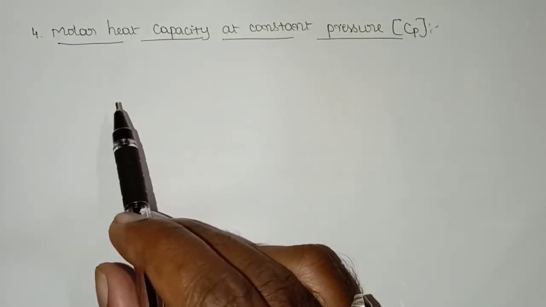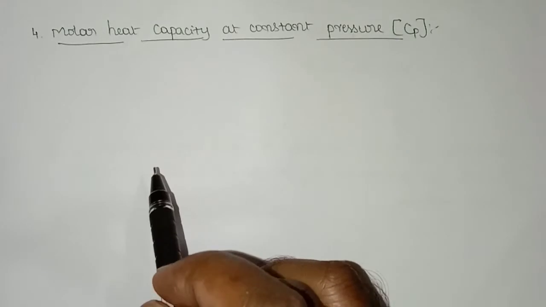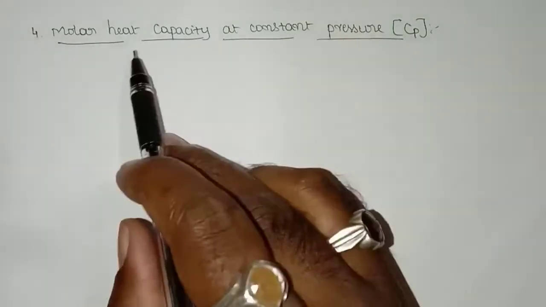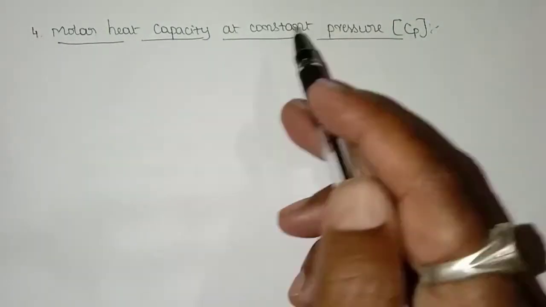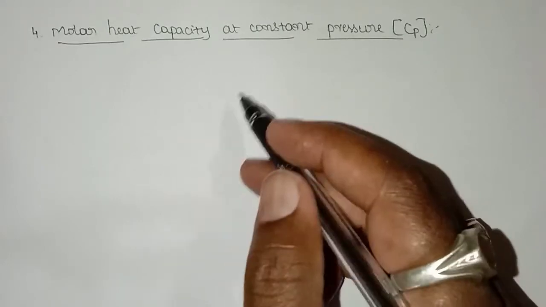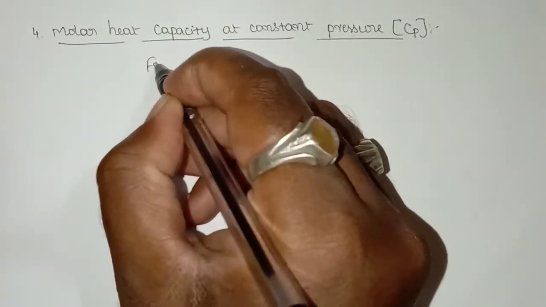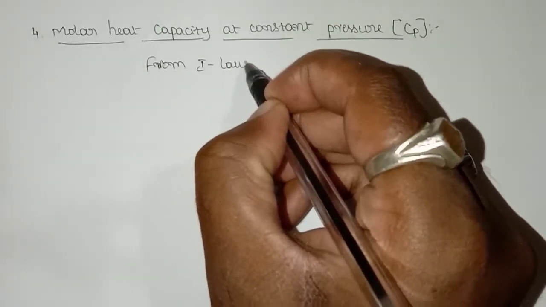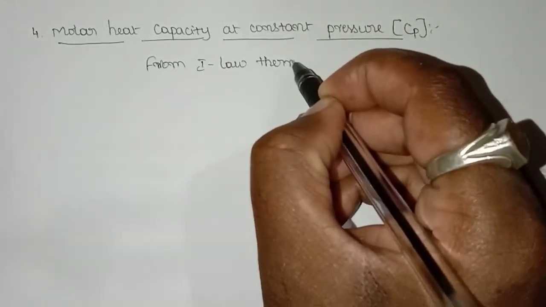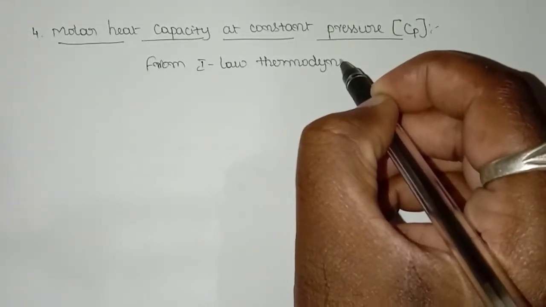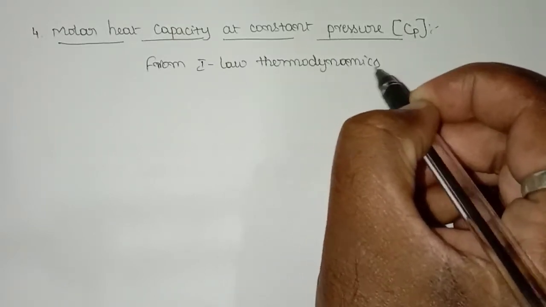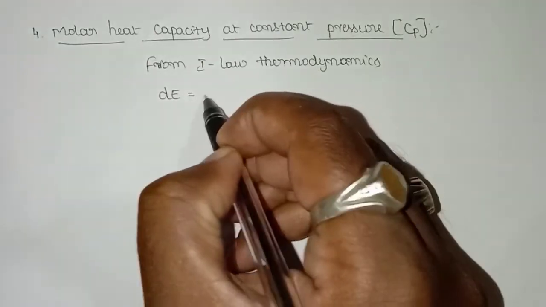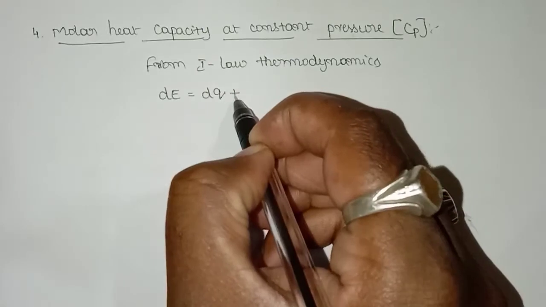Next is molar heat capacity at constant pressure. In order to get the mathematical expression for molar heat capacity at constant pressure, once again we will take the help of the first law of thermodynamics. As I told, the first law of thermodynamics is the major basis for deriving the majority of mathematical expressions in the field of thermodynamics. According to the first law, the change in internal energy, that is dE, is equal to dQ plus W.